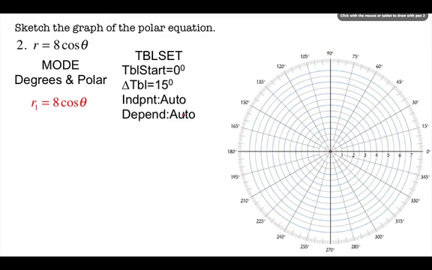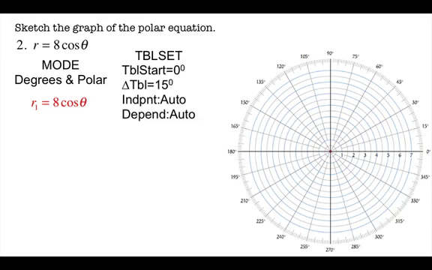And then for independent and dependent variables, leave them highlighted as auto. In other words, the calculator is going to generate the numbers for you. You don't have to do anything. Once you do that, press second and then the table feature, and it's going to give you a bunch of values. You're going to see theta 0 degrees. For r sub 1, you're going to get 8. For theta 15 degrees, 7.72, and so forth.